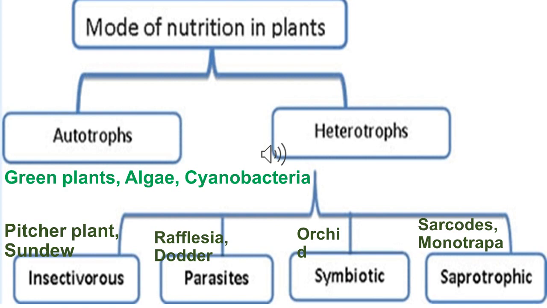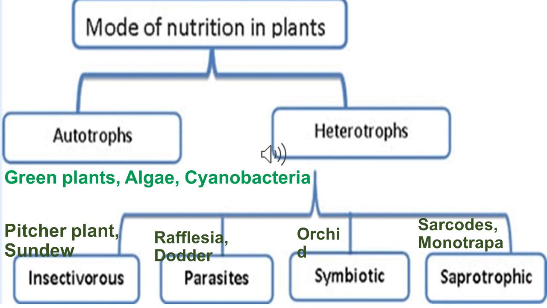The heterotrophic plants are of following types. These are insectivorous plants, parasitic plants, saprophytic plants and also the symbiont plants. Insectivorous plants are depending upon insects for their feeding mode, as for example, pitcher plant, Venus flytrap, etc. The parasitic plants absorb nutrition from any other host plant, as for example, dodder.